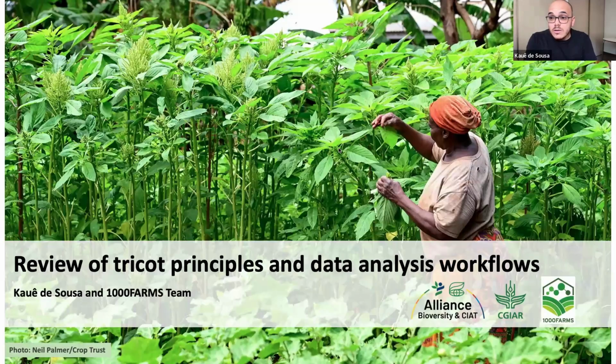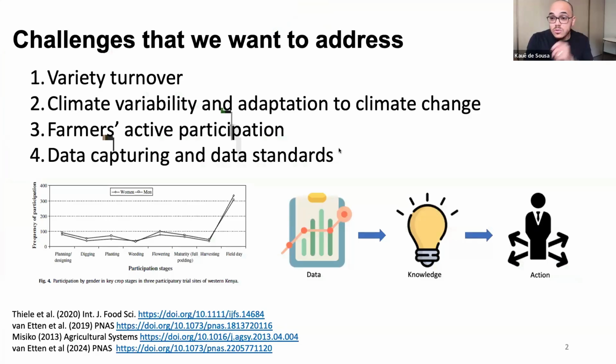Of course, when we design a trial, we try to address some issues. And in the case of Tricot, there are 4 issues that we really look for. It's basically variety turnover. We know that in most of the countries in the global south, variety turnover is really low. People take a lot of time to adopt it, and there are many issues related to that. But one of the issues is when the farmers don't know exactly which varieties are available in the system, and how they perform under their conditions.